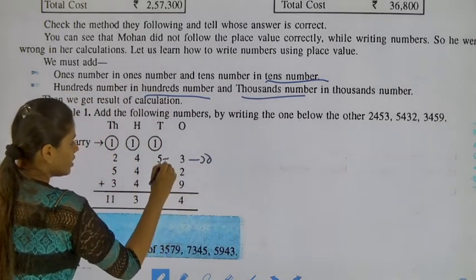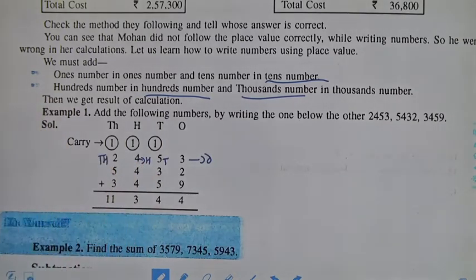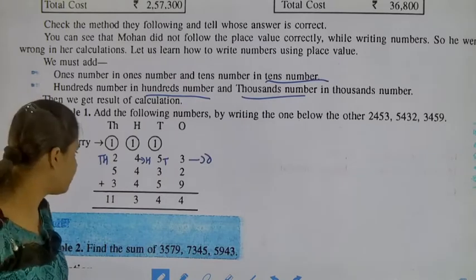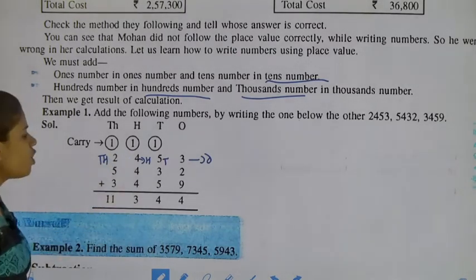ones, tens, 100, and this is the 1000. That is 2453. Next one is 5432, and the third one is 3459. We have to do addition.